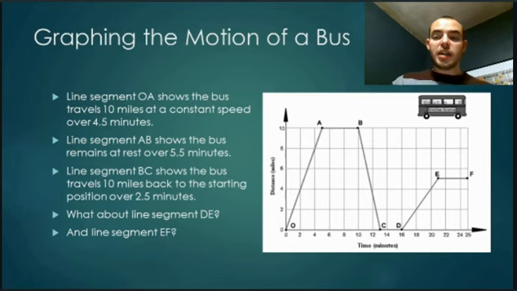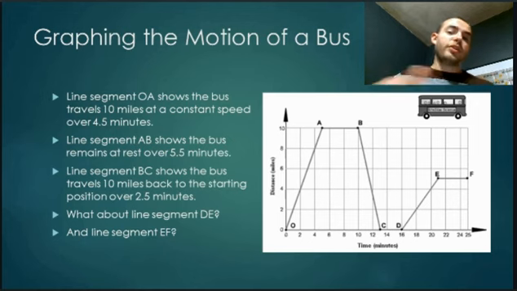Line segment BC shows the bus travels 10 miles back to the starting position, back to the bus station, and this takes about 2.5 minutes. This is an extremely fast bus to travel all those miles in such a short amount of time, but the graph is what's important. What is the bus's motion like over the line segment DE? What about line segment EF? Take a few moments to think about it, refer back to the graphs shown previously, and try to figure it out for yourself.